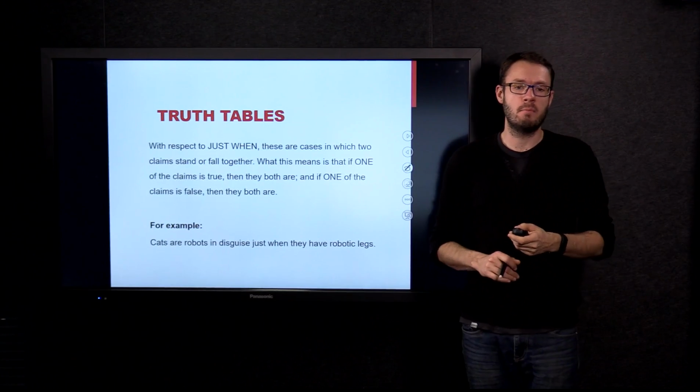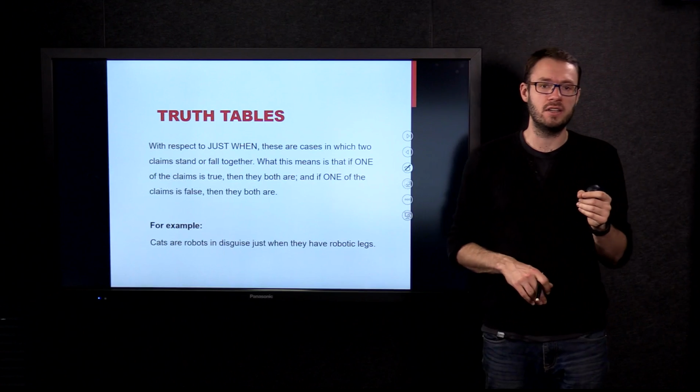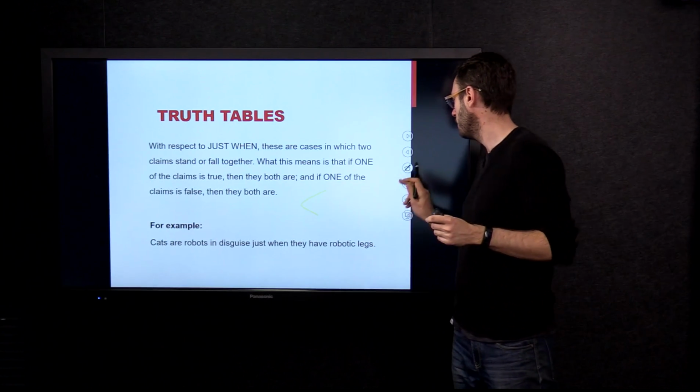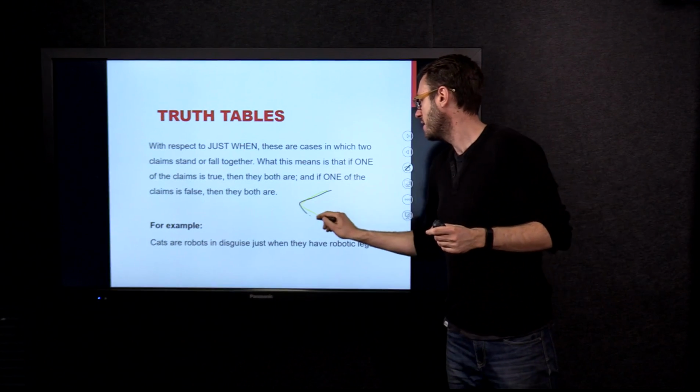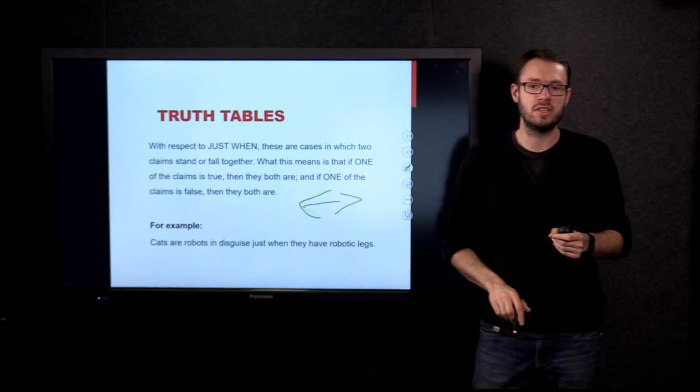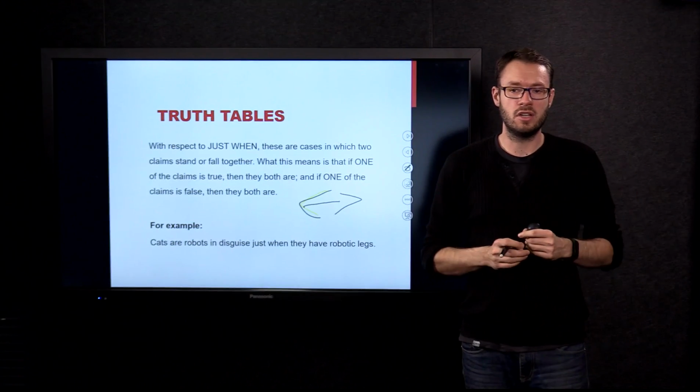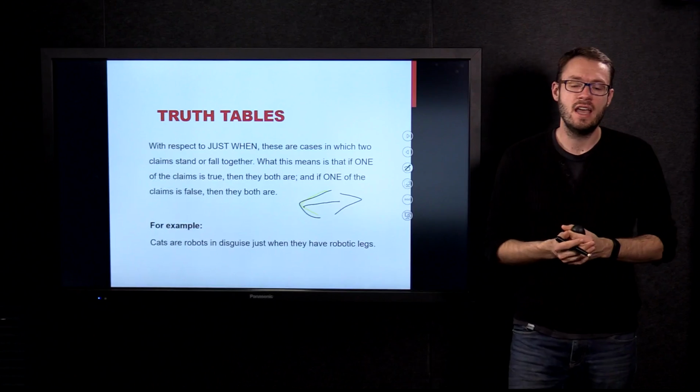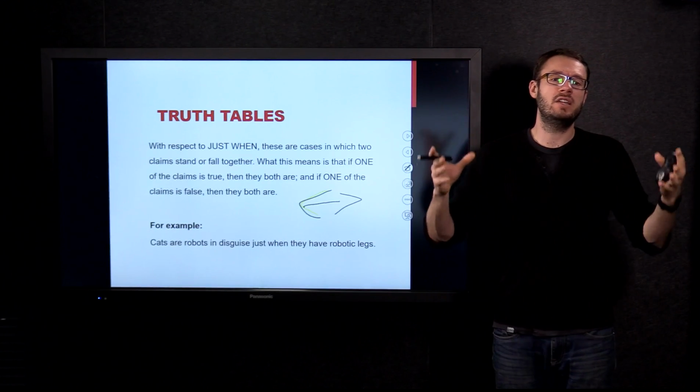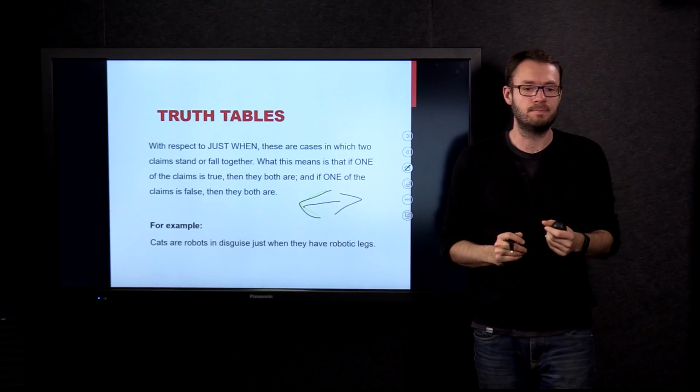All right, let's start with the biconditional. Remember what I said about the biconditional. The biconditional is this thing, it's the double arrow, which is the two conditionals going in both directions. And what this means is that the two things that we're interested in stand or fall together.